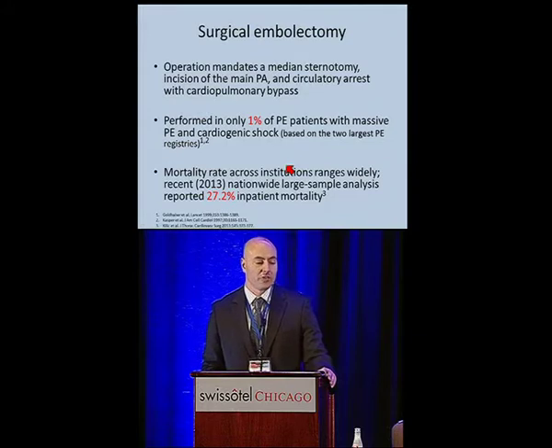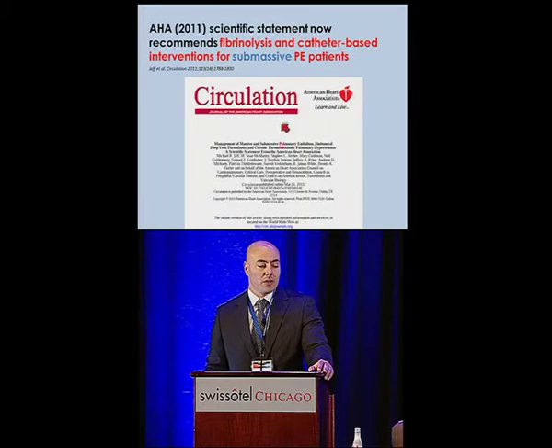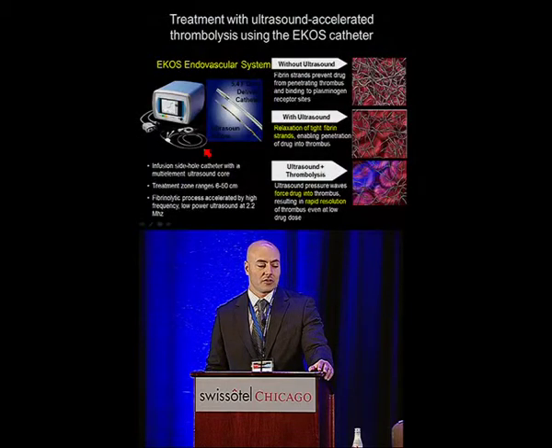If we look at the larger registries, we see that the patients that actually went to surgical thrombectomy were a very small percentage, from 1% to 2% in the different registries. And the ones that did go had a higher mortality rate. And so we do have some evidence for just using catheter-based interventions, and we're going to quickly talk about some of the options.